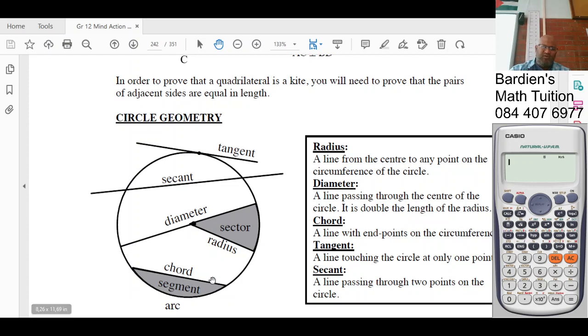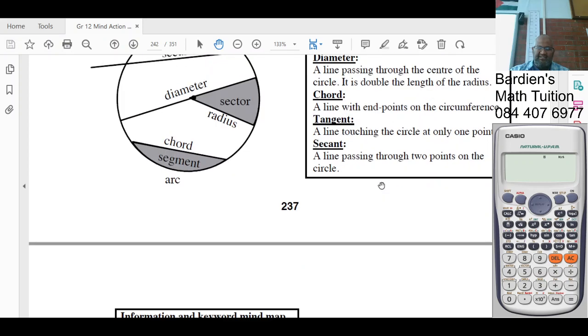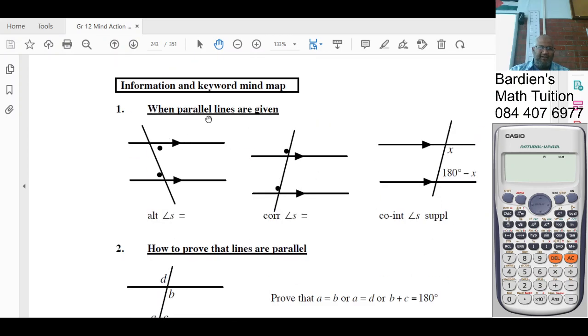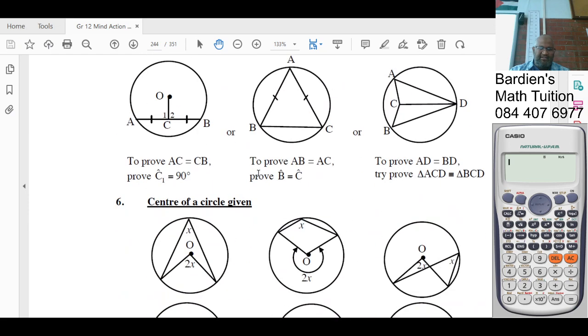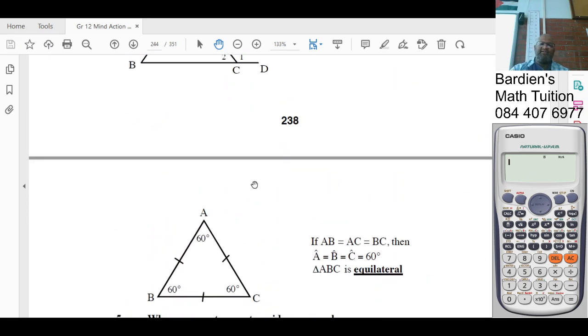A chord and an arc divide the area, and that area is known as a segment. And a sector is two radii and a part of a circle. It's called a sector. And there are the names there. So all of this here you guys can go through, exactly what we spoke about. The circle geometry, our favorite.